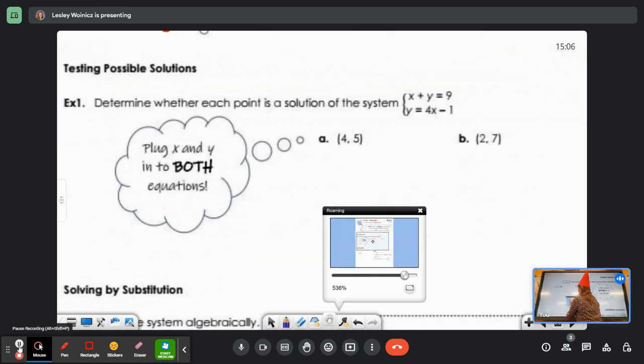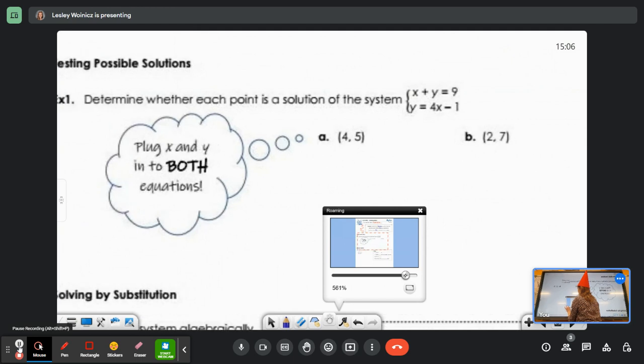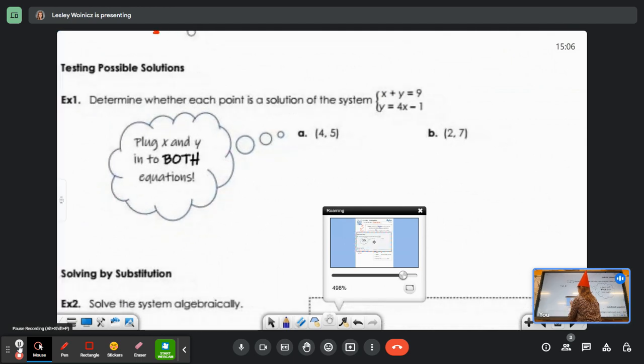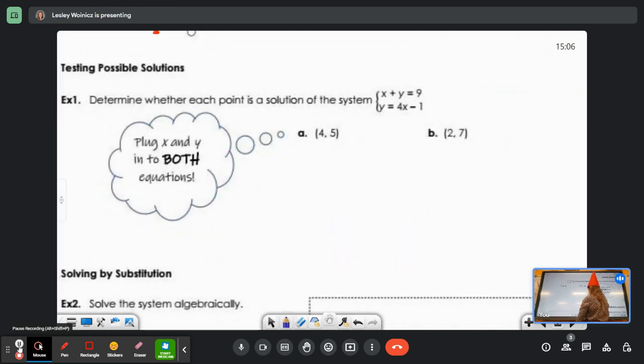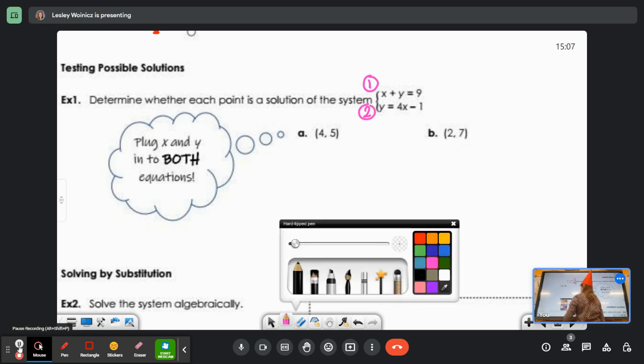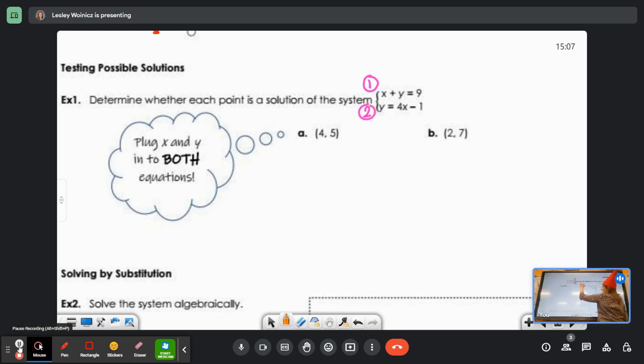So we're going to test some solutions like we have tested them since the beginning of the year, by substituting them in and seeing if they make our equations true. But it's not enough to just test them in one equation. We now have to test them in both. So I'm going to number them. Here's equation 1 and here's equation 2. Here's my x, here's my y.